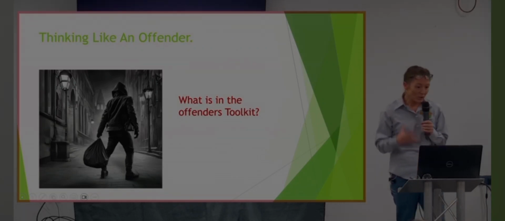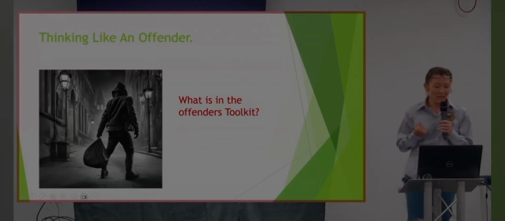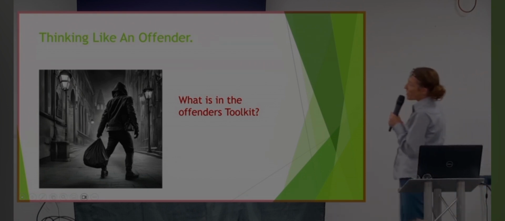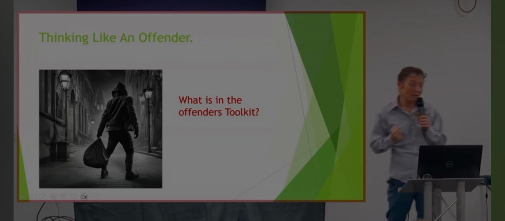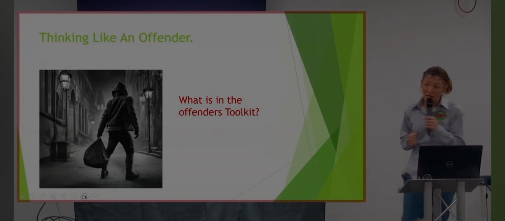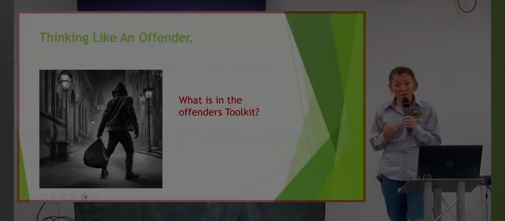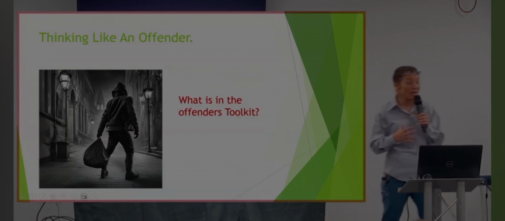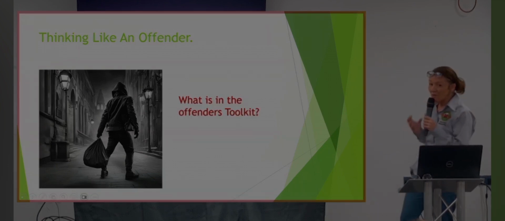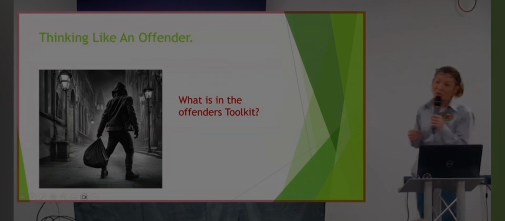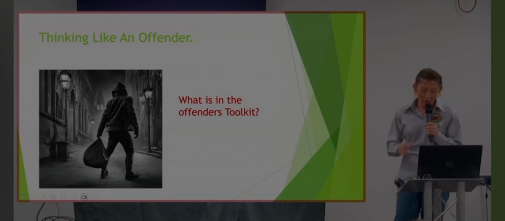So the offender's toolkit, what's in the offender's toolkit? I've just discussed a little bit of this with you now, but we feel this is vital. It is vital that you understand what is in that offender's toolkit. Because only when you know that can you create an environment where people are reluctant to offend. You're never going to stamp out child sex abuse, but you can create an environment where perpetrators are reluctant to offend.